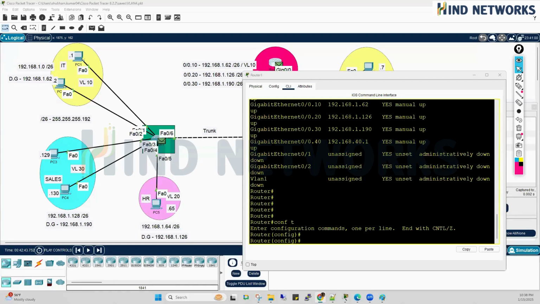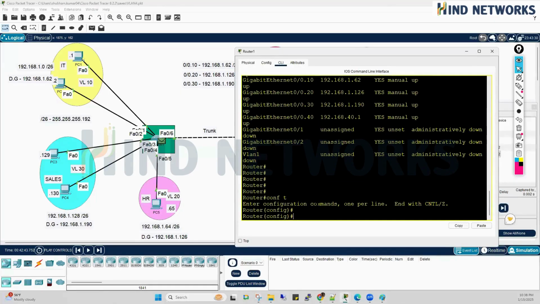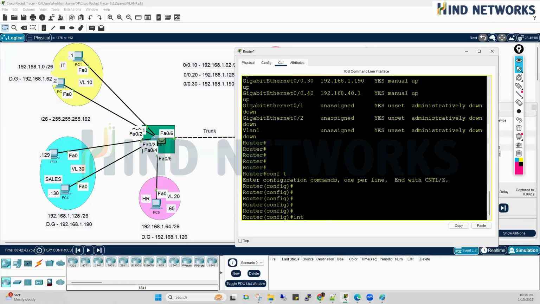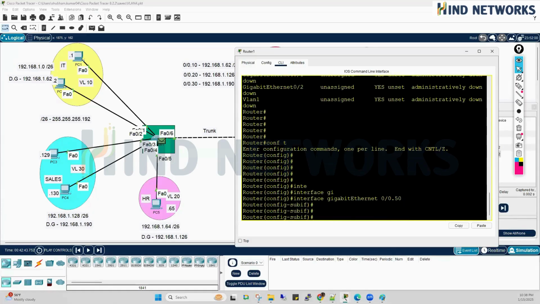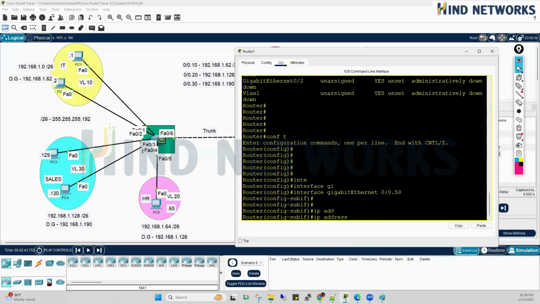No problem. What you need to do is go into global configuration mode. For example, gig 0/0 is already there. You need to write interface gig 0/0 and then put the dot. For example, dot 40 is already there. I'm writing dot 50. So that is the sub-interface. Clear? And whatever IP address you want to assign, you can write ip address. For example, I want to write 10.0.0.1.